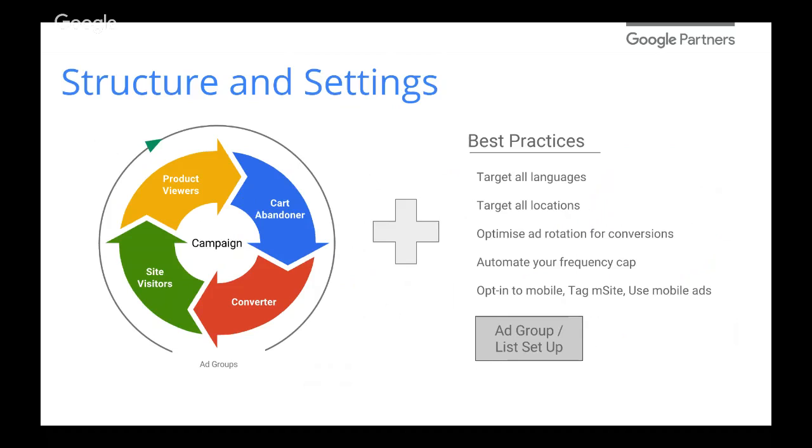At the same time, optimize ad rotation for conversions and not for more views, because we're trying to get the middle funnel down to the lowest part of the funnel and get more conversions here. The frequency cap, again, automated is the best way.